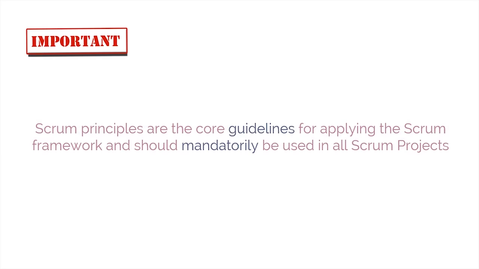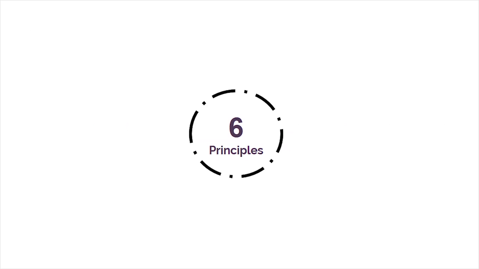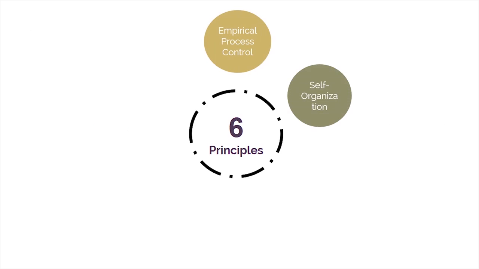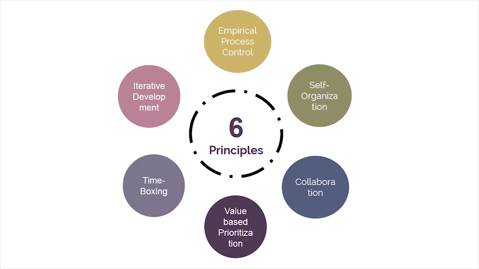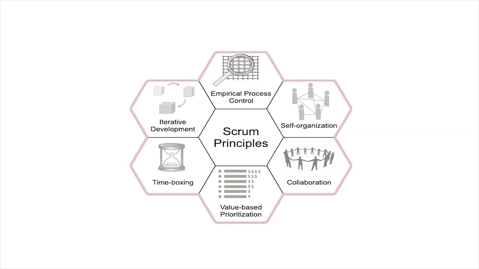Because the Scrum principles are the core guidelines for applying the Scrum Framework and should always be used in all Scrum projects. So let's take a look at these principles. The 6 Scrum principles are empirical process control, self-organization, collaboration, value-based prioritization, time boxing, and iterative development. You can see how they are arranged in this diagram.